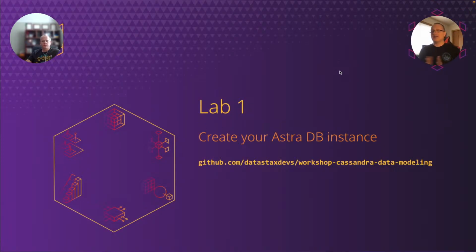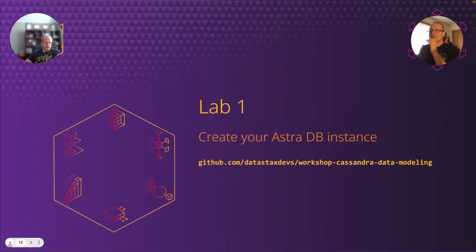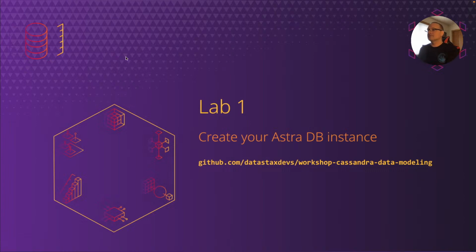All right. Well, hey, I think we're at our first lab, or our first hands-on exercise here. So for this one, we're essentially going to go out and create our Astra database instance, as well as create our token and hopefully save that off somewhere. So that's going to be our plan. Yeah, in the chat you should see the link for the GitHub.